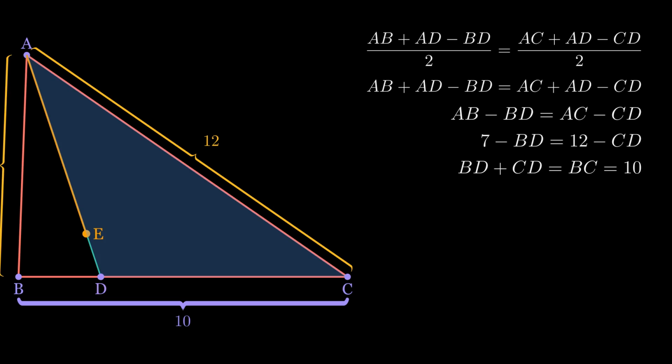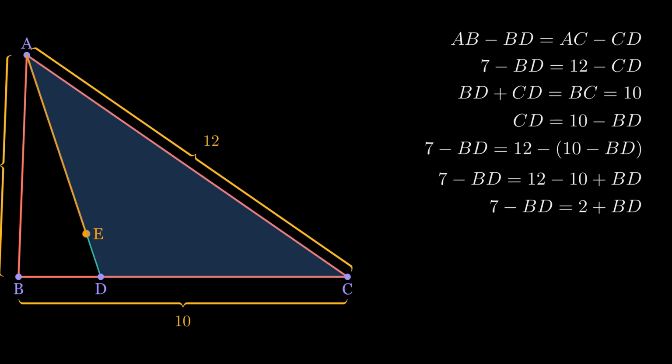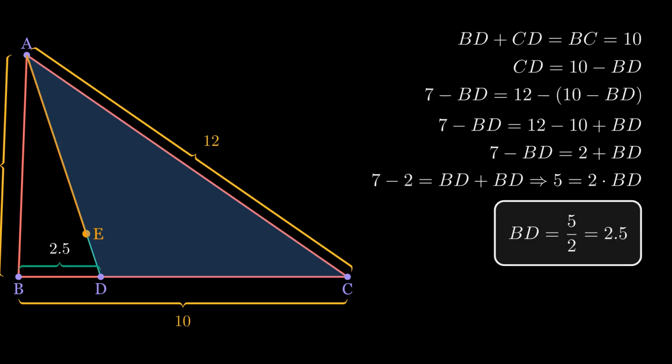Since point D lies on segment BC, we know that BD plus CD equals BC, which is 10. From this, we can express CD in terms of BD. Now we substitute this expression for CD into our constraint equation. Let's expand the right side of this equation. Simplifying the right side, we get 7 minus BD equals 2 plus BD. Moving all BD terms to the right side, we get 7 minus 2 equals 2 times BD. Therefore, BD equals 5 halves, or 2.5 units.